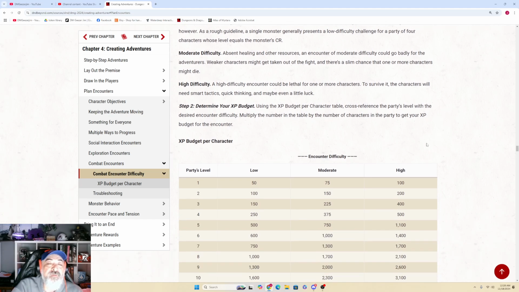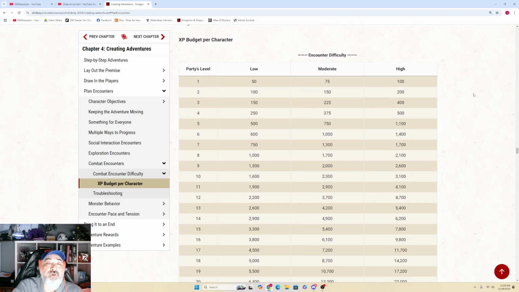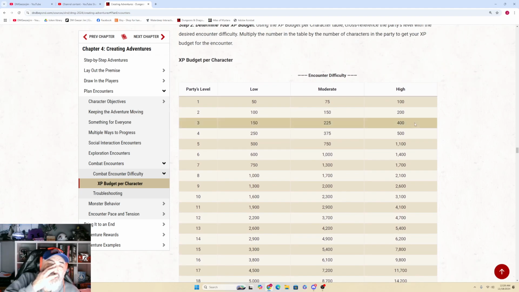Step 2. Determine your XP budget. Using the XP budget per character table, cross-reference the party's level with the desired encounter difficulty. Multiply the numbers in the table by the number of characters in the party to get your XP budget for the encounter. So here's your XP budget per character.